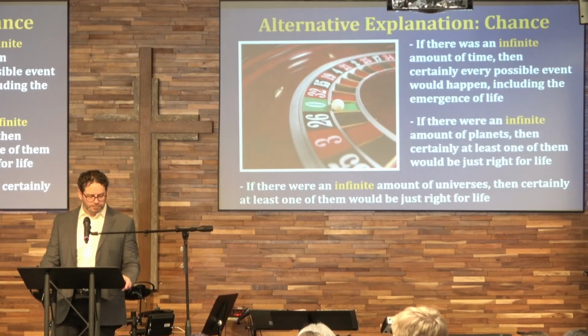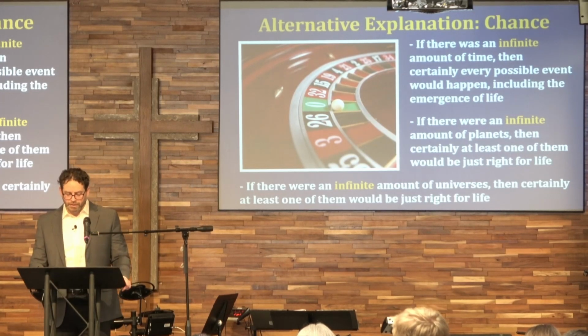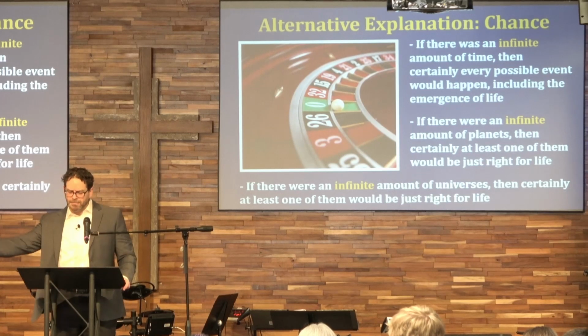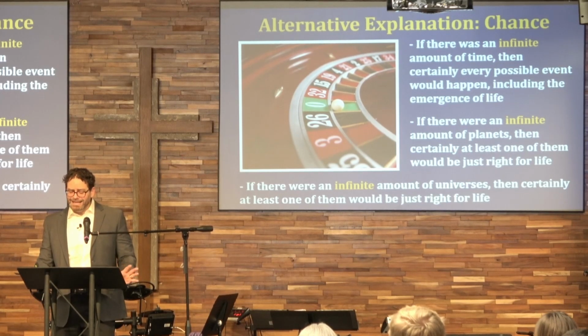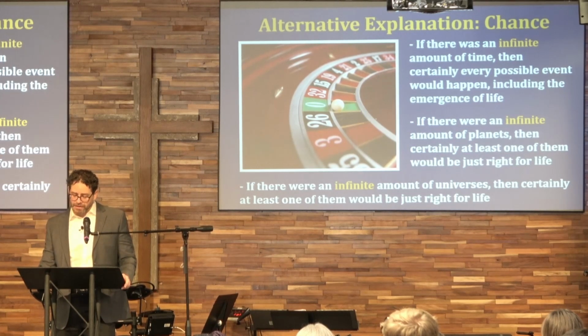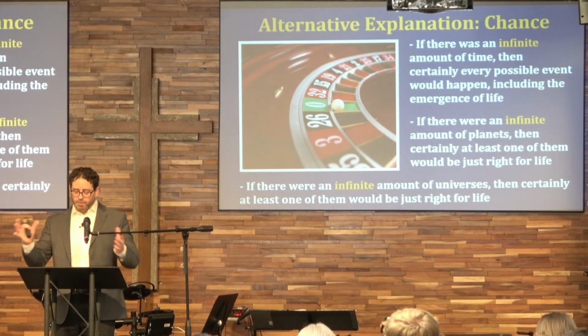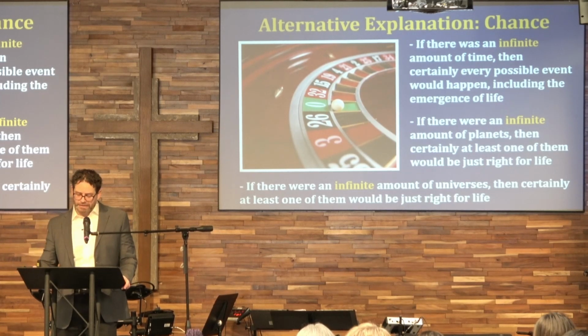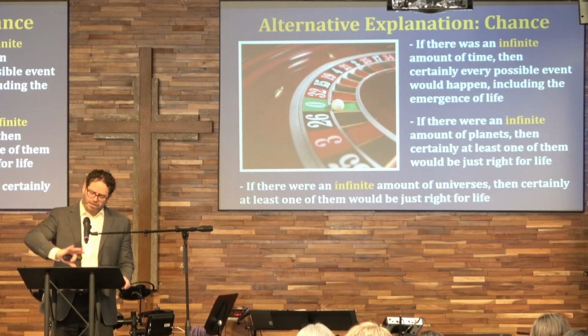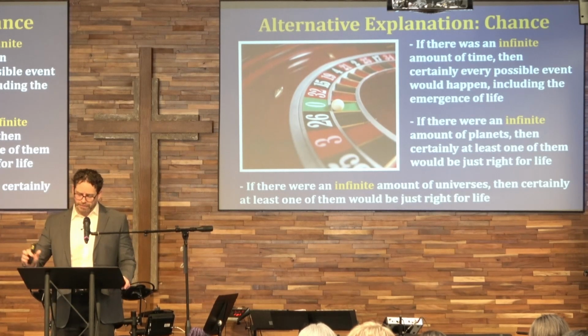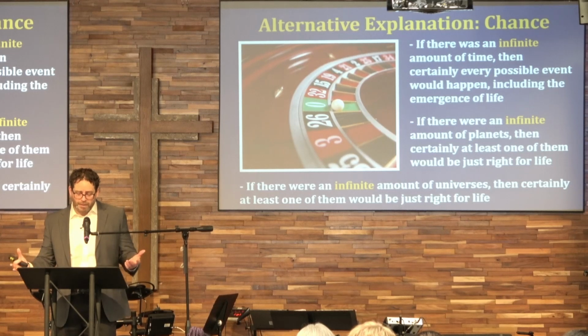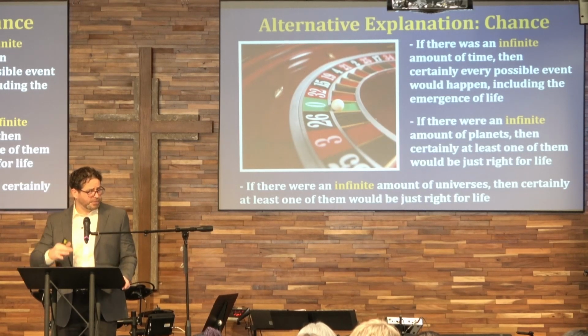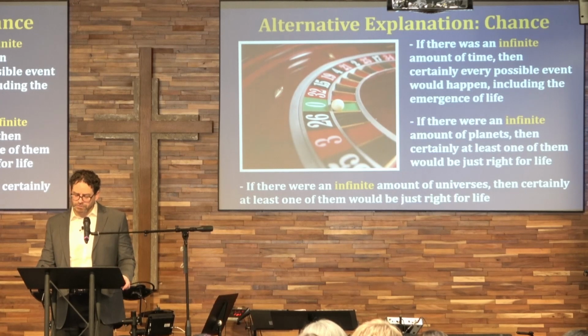So, for example, sometimes you'll hear things as follows. You'll say, well, look, if there was an infinite amount of time, then certainly anything that could possibly happen would eventually happen, including the emergence of life. A second objection works as follows. Well, if there were an infinite amount of planets, going back to the Earth showing signs of being designed just right for life, they would say, well, if there's just an infinite amount of planets out there in our universe, then certainly at least one of them would be balanced just right for life. That could explain why Earth is so special.